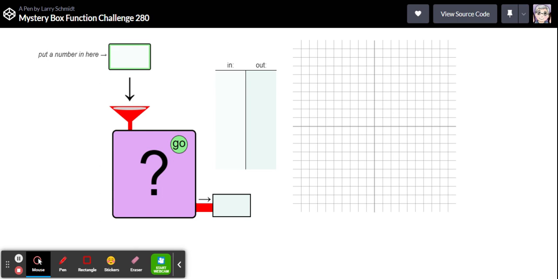I'm going to start with a 0. Okay, 0 gives us -1. How about a 1? So we're already way off the graph at 39. Let's see if this pattern continues though. Let's put in a 2.